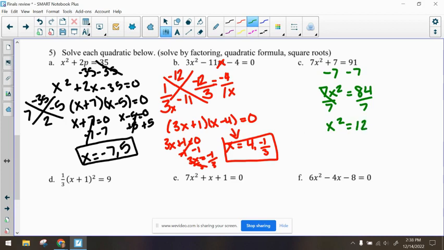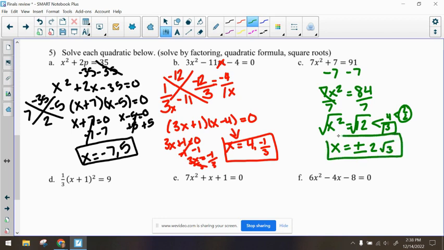Okay, so my goal here is to get x by itself. So that means I'm going to take the square root of both sides, and I'm going to be left with plus or minus whatever the square root of 12 is. It's not a perfect square, so I have to break it down. I'm going to end up where the 2's come out, a 3 stays behind. It's a positive 12, so I do not need an i. Positive and negative 2 root 3.